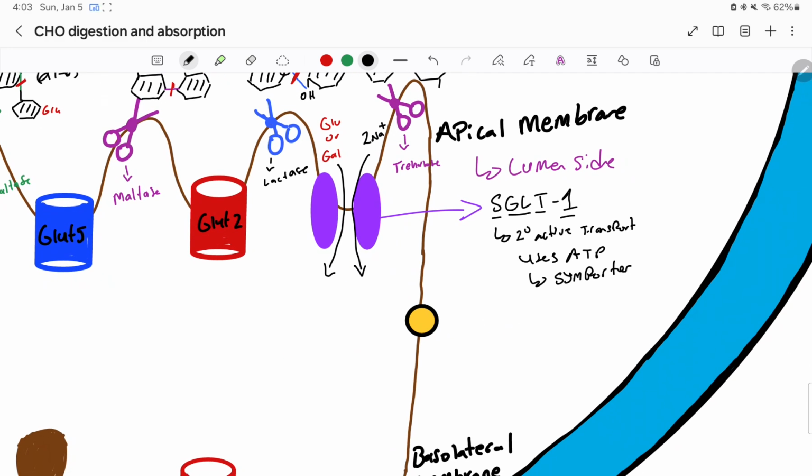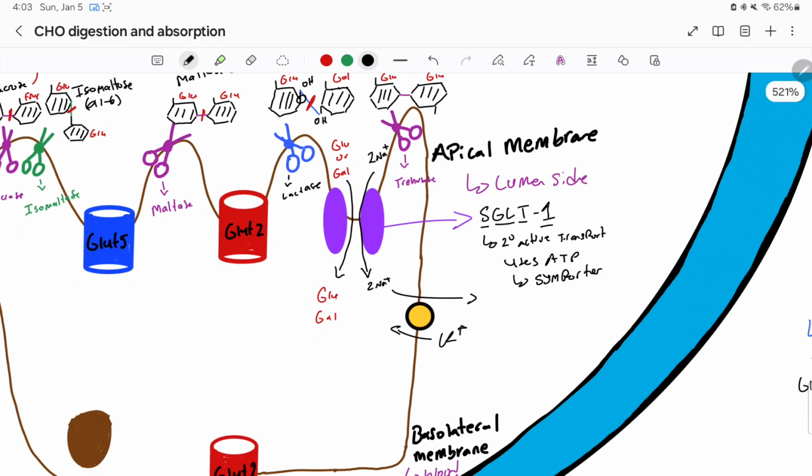But either way, this SGLT1 is very important, okay? It brings in the glucose or galactose into the enterocyte, okay? This is the enterocyte. Cool. And then this sodium comes in here, and on the surface of every cell in your body, it'll get pushed out and then get exchanged by potassium, okay? Cool.